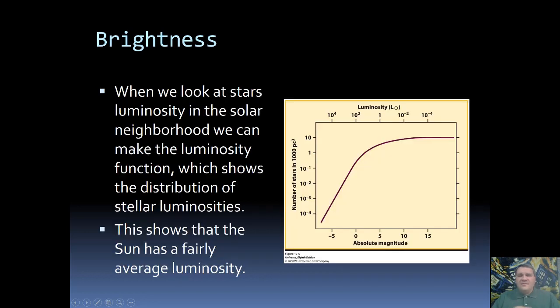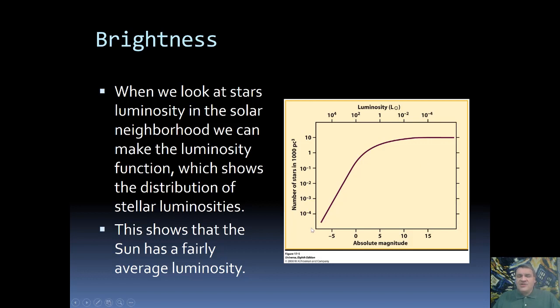Well, using this, being able to figure out the luminosity of stars, we've actually been able to figure out the luminosity of all of the stars within our solar neighborhood. I kind of define the solar neighborhood as these stars that are close enough to us that we've been able to figure out their distances through parallax. Well, from this, we create the luminosity function. That sounds really fancy, but it's actually not that bad.